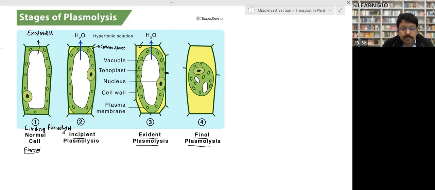Next point. When the protoplasm completely leaves the cell wall and the vacuole minimizes its shape, this is called final plasmolysis, right?